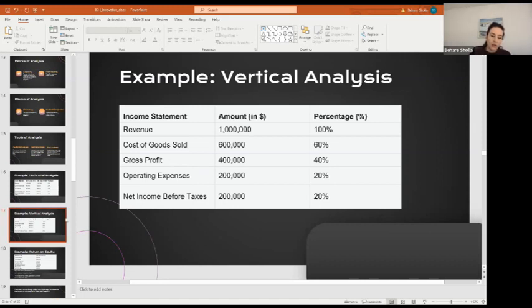Do you have any question related to horizontal and vertical analysis?